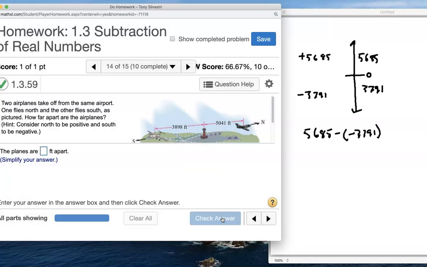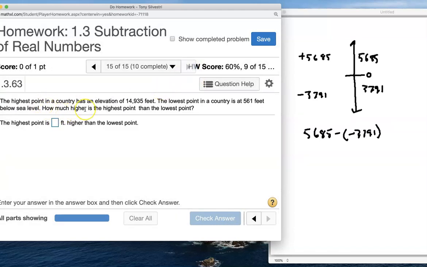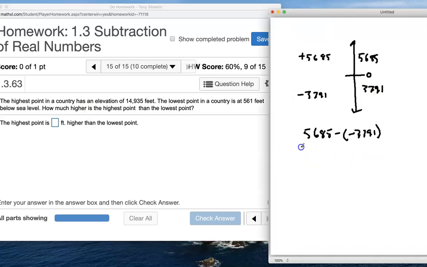And the next question. The highest point in a country has an elevation of 14,935. The lowest point is 561 below sea level. How much higher is the highest point than the lowest point? So this is the same type of thing. The distance between two points you obtain by their positions. You subtract their positions.